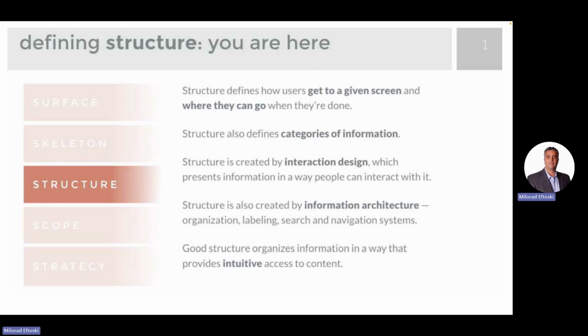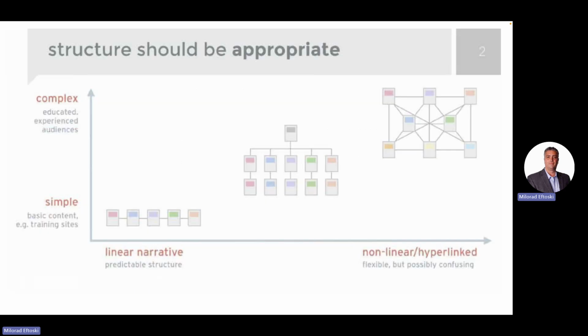You have to give it structure. Without structure, you can't have a successful product, whether it's an app or a website. Good structure organizes information in a way that provides intuitive access to content. Intuitive means people don't want to think. They just want to go click, click, buy, purchase. Again, I'll use Amazon as an example because we all know how to go through Amazon and order something.